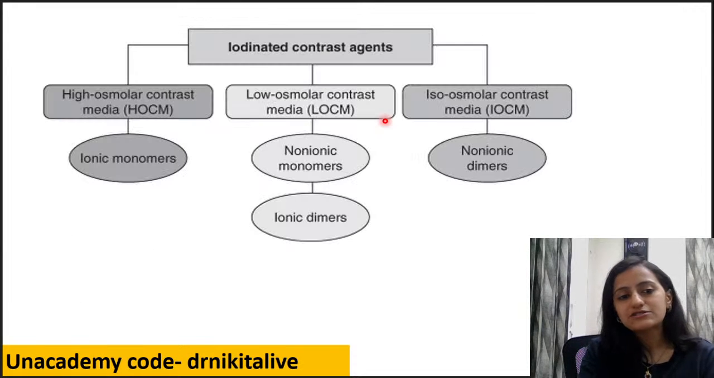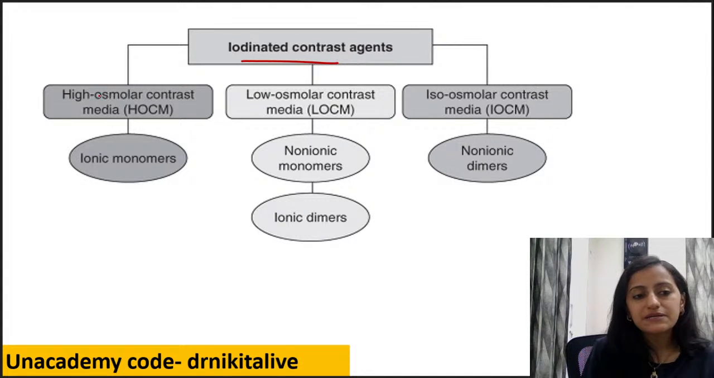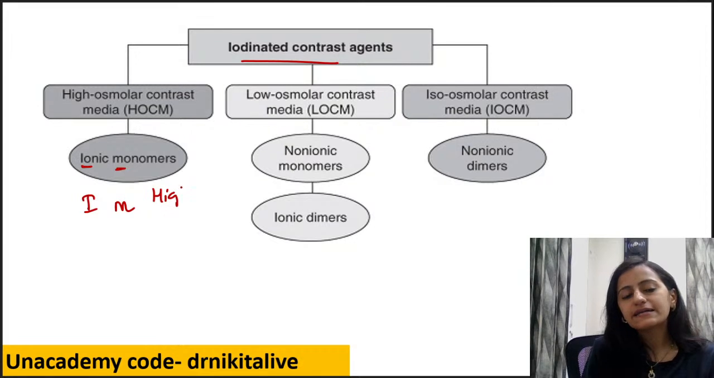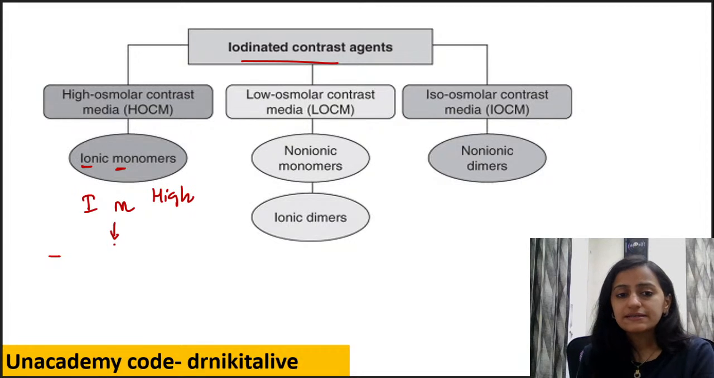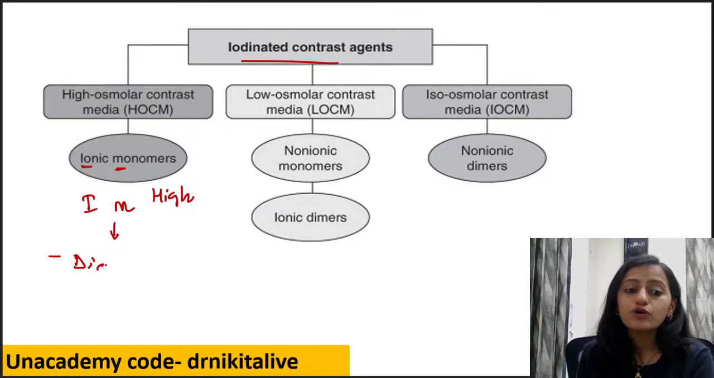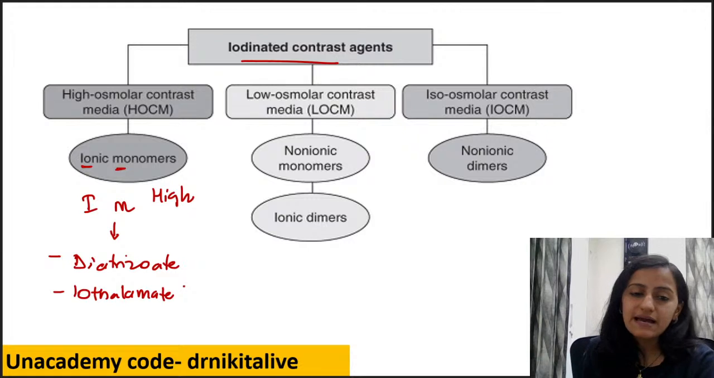Remember that. The rest of it would be easy. So to summarize here, iodinated contrast media which are high osmolar, I am high, right? Ionic monomer is high. Tell me the examples of ionic monomers. Ionic monomers: diatrizoate, iothalamate. These are the examples.